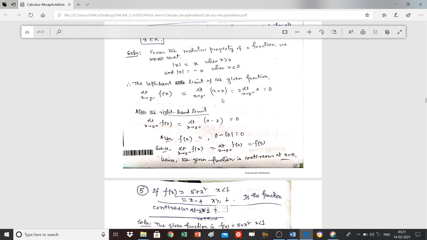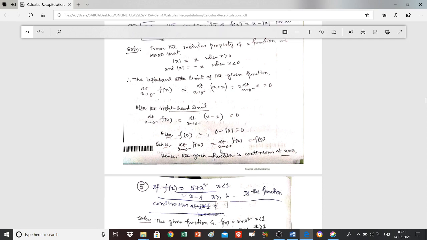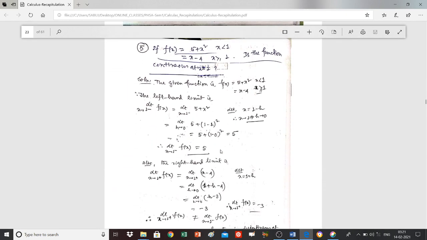So you see here, these two values, the left hand limit and the right hand limit, both are equal. Now we have to find out the value of f(0), that is f(x) at x equal to 0, which is also calculated, and that is also 0. So in this case you have seen that the left hand limit and right hand limit are equal, and they are also equal to the value of the function at x equal to 0. So the given function is continuous at x equal to 0.